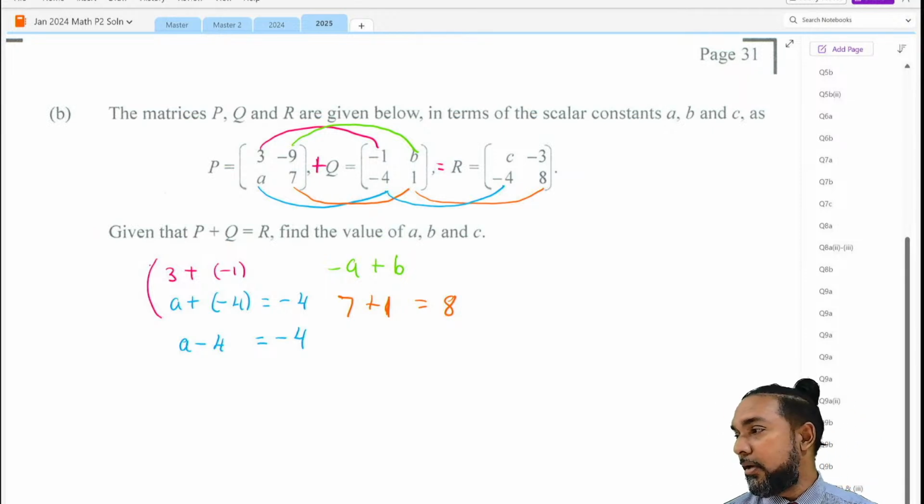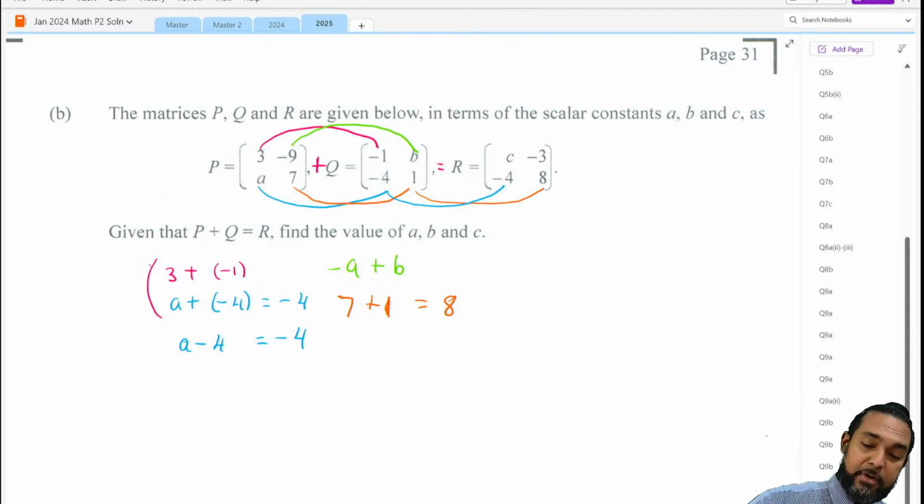Check maths. Or add maths. No, add maths is a subject under CSEC. 0. 0 is correct, yeah.